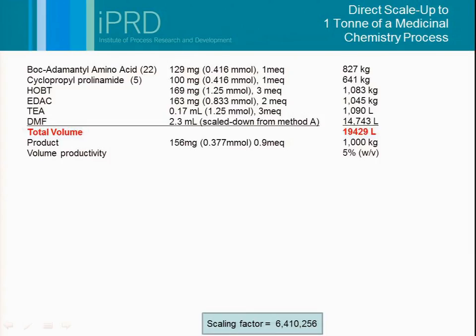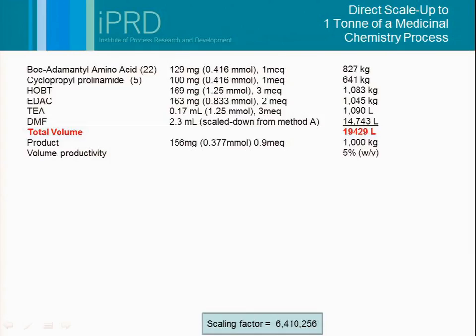If we scale it directly, these are the volumes of the materials that we require. So 129 mgs goes to 827 kilos, and so on and so forth. So the total volume in the process is now 20,000 litres, and we're making 1 tonne, so that means we've got a 5% weight to volume process. Now, I told you a minute ago, 5% was a good target. It's within our range of 5 to 25%. So you'd say, well, what's the problem?